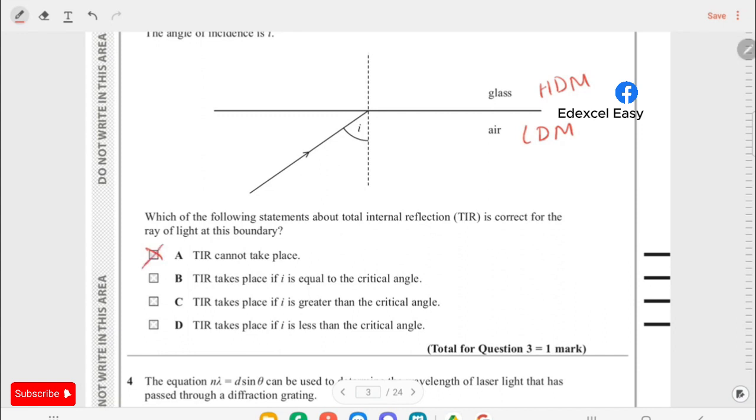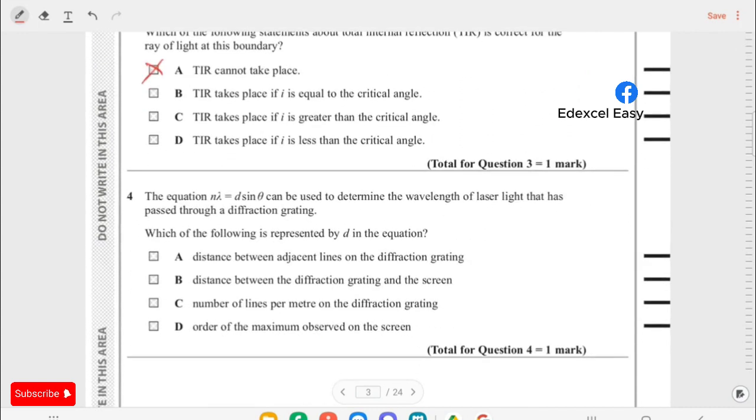So total internal reflection cannot occur, even if the value for i is greater than or equal to the critical angle. We'll move to question 4. The equation n lambda equals d sine theta can be used to determine the wavelength of laser light that has passed through a diffraction grating. Which of the following is represented by d in the equation?